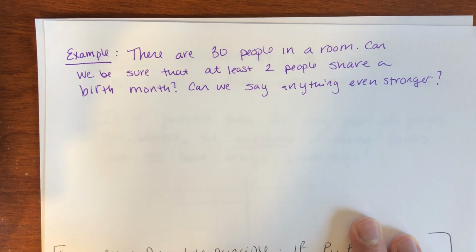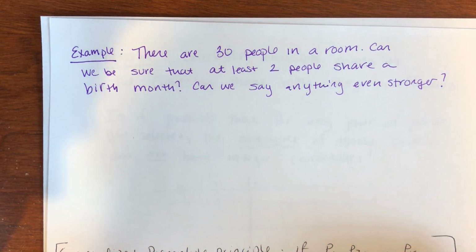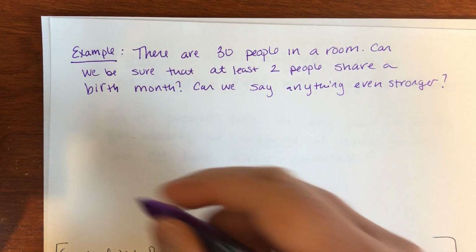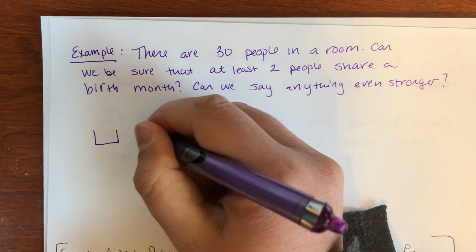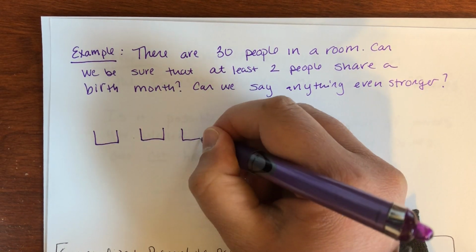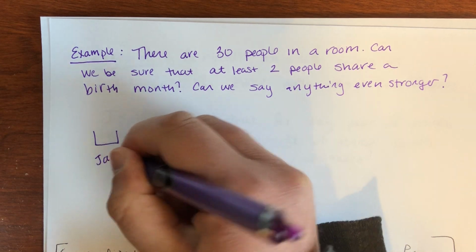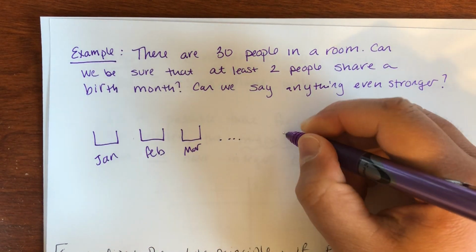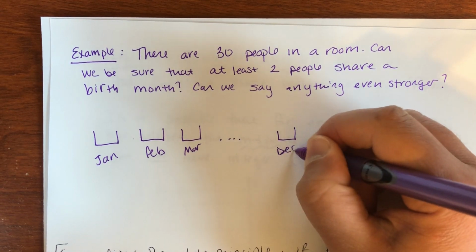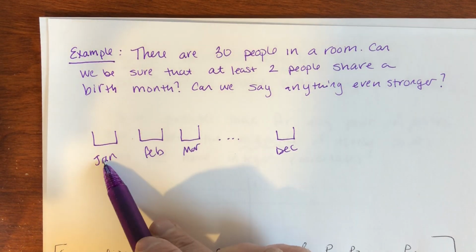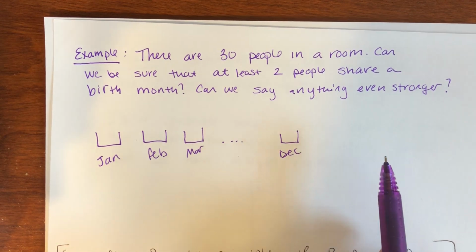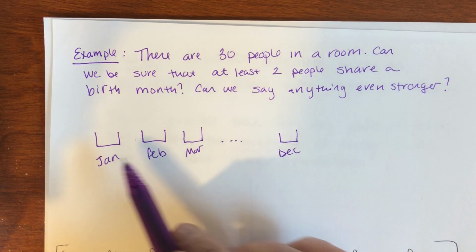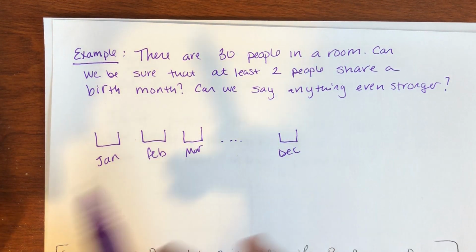So like the warm-up problem, the way to think about this is think about these 30 people coming into the room, and every time they come in, we sort them based on what month they were born in. So we've got January, February, March, all the way through to December. And every time someone comes in, we put them into one of these boxes based on whatever month they were born in. These are our pigeonholes, right? This is how we're dividing up the people.